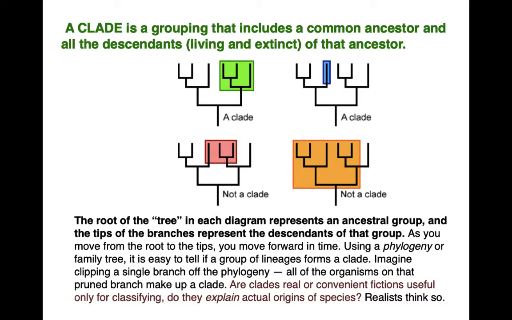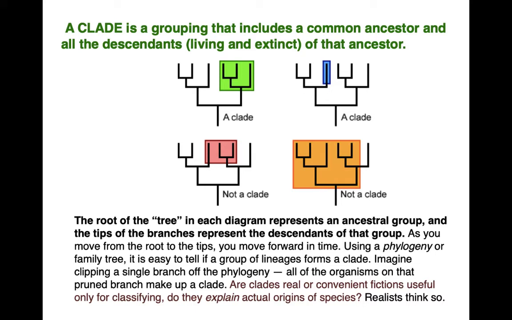So what's a clade? This is a grouping that includes a common ancestor and all the descendants, living and extinct, of that ancestor. The root of the tree in each diagram represents an ancestral group, the group from which later groups evolved. And the tips of the branches represent the descendants of that group. As you move from the root to the tips, you move forward in time. Using a phylogeny or family tree, it is easy to tell if a group of lineages forms a clade. Imagine clipping a single branch off the phylogeny.